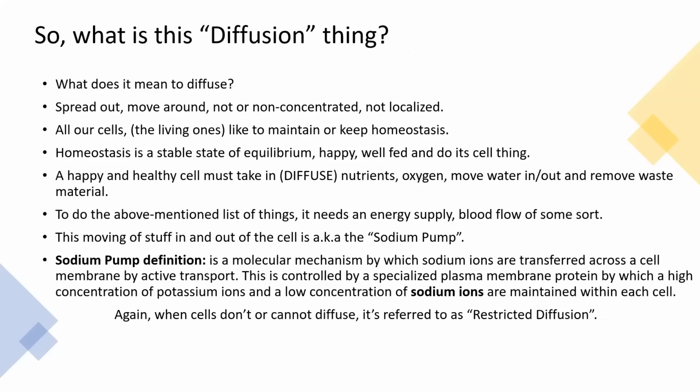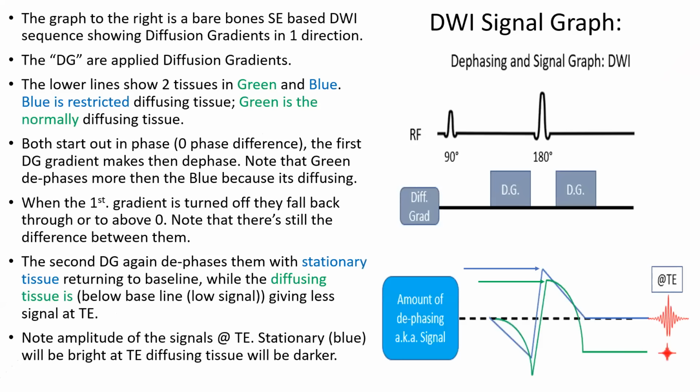So what's this diffusion thing? Well, I've already gone through most of it, okay? Cells want to be nice and healthy. They want to be able to move in what they need and move out what they don't. So they want to bring in nutrients and they want to remove waste on a cellular level. So stuff's moving. When stuff moves, we turn on a gradient, they get dephased, they lose signal. Sodium pump stuff is not working when it loses its blood supply. So you get restricted diffusion. Turn on a gradient, stuff that's not moving doesn't pick up phase.